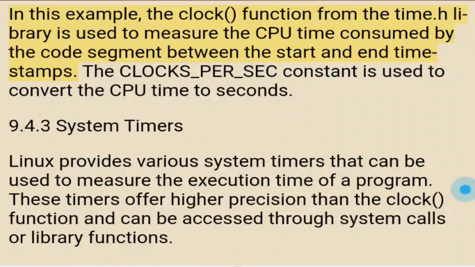return 0; } In this example, the clock function from the time.h library is used to measure the CPU time consumed by the code segment between the start and end timestamps. The CLOCKS_PER_SEC constant is used to convert the CPU time to seconds.